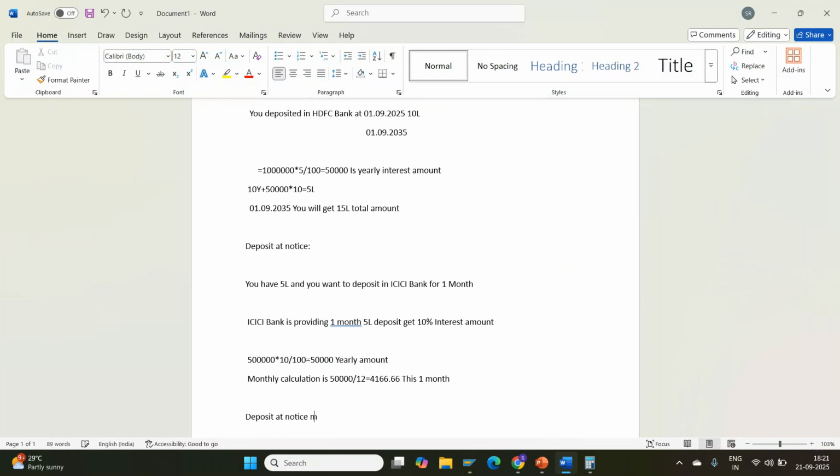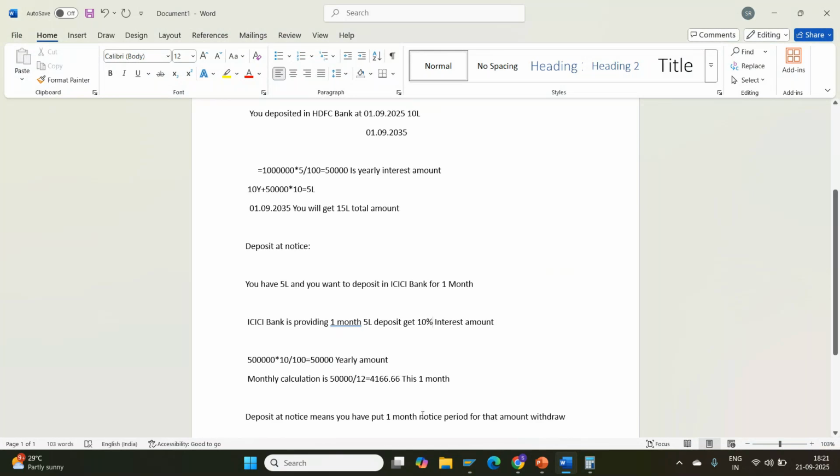Deposit means you have to put a 1 month notice period for that amount to withdraw. This is called a notice period. It means ICICI Bank provides one condition: you deposit 5 lakhs in ICICI Bank with a 1 month notice period, interest rate 10 percentage.